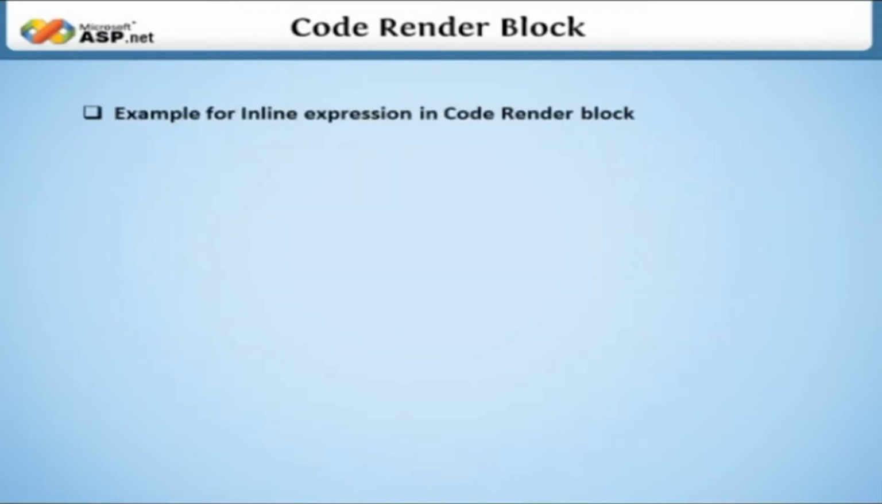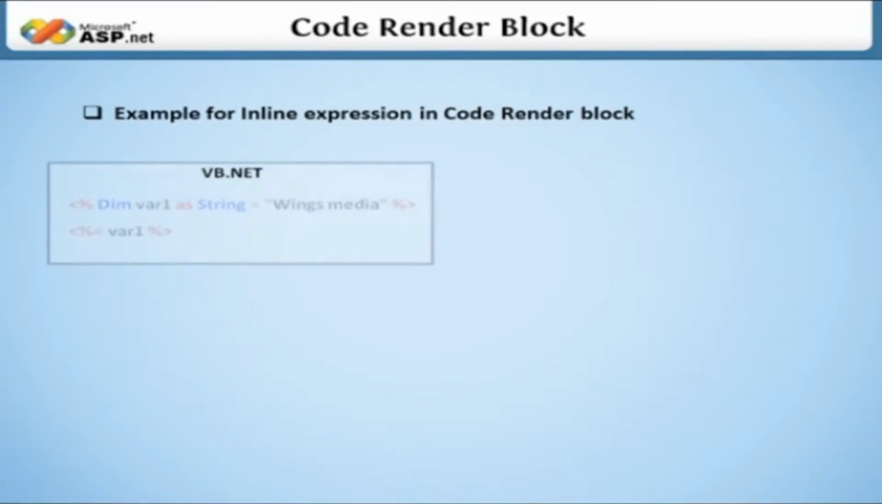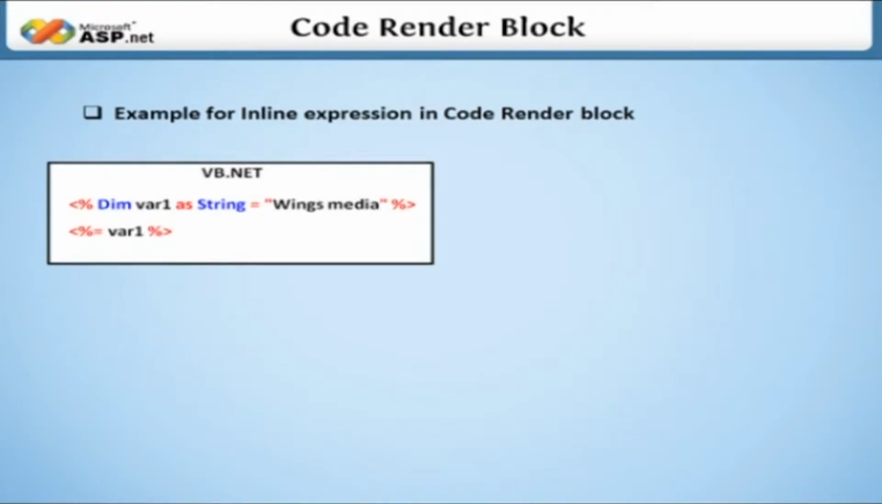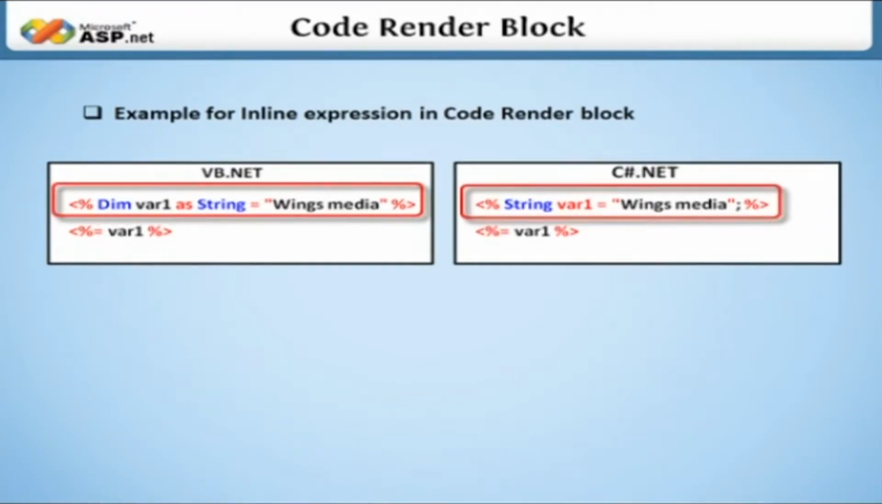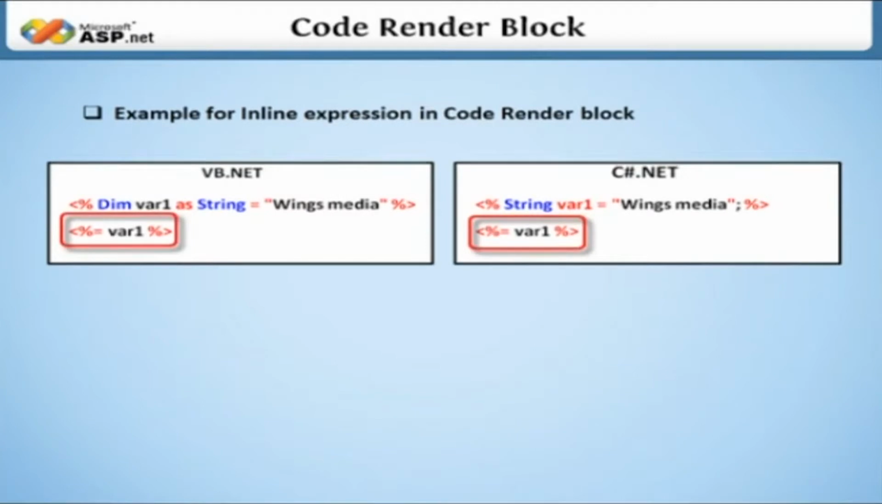Now then, here's an example of inline expression in code render block. Here we have it in VB.NET, and we have it here in C#.NET. The first line represents an inline code render block. Here, the string wings media is assigned to the variable var1. The next line is an example of an inline expression render block used to write out the value of the var1 variable, wings media, onto the page.